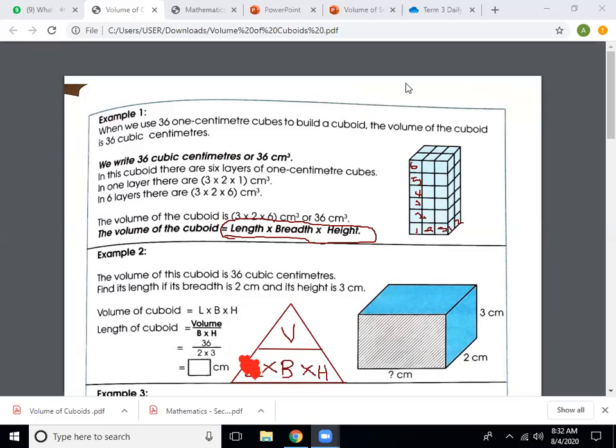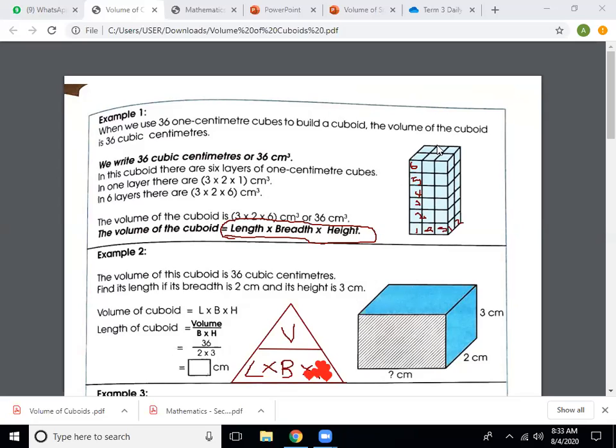If I were to ask you to find out breadth, breadth is to take volume and divide it by length and height. That is how you find breadth. All of them are the same. All I'm doing is covering what I want to find out. I want to find out height, so let's cover it. It is to take volume and divide it by length by breadth.